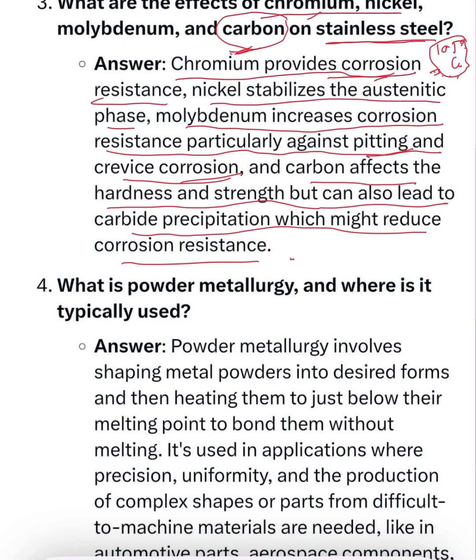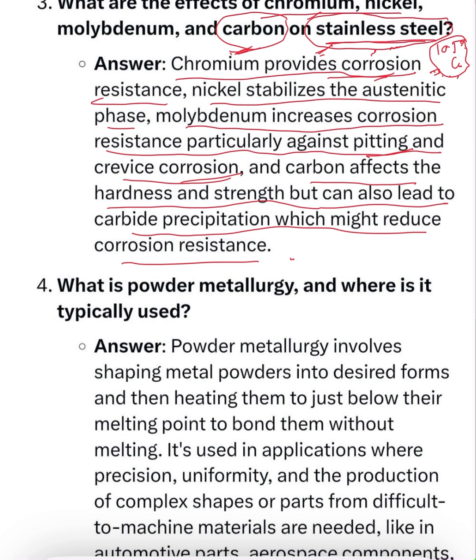And as you know, there are different types of stainless steel, like ferritic stainless steel, austenitic stainless steel, martensitic stainless steel, dual phase stainless steel, and the final one is precipitation hardened stainless steel. We have already discussed these in some other videos, but we will cover them in upcoming videos as well.